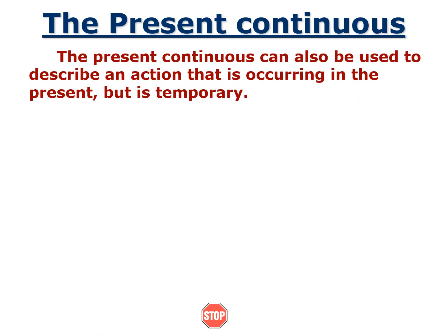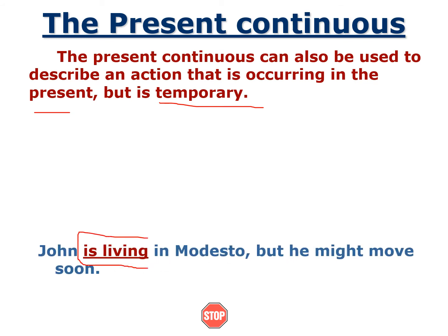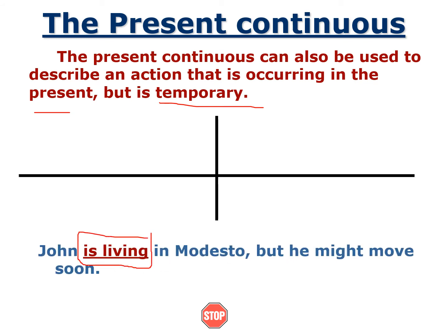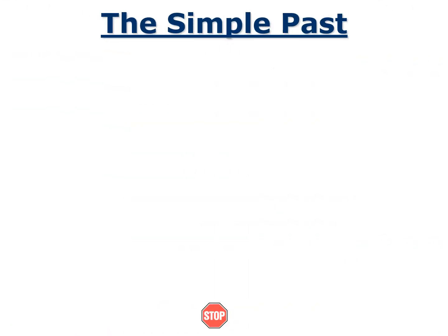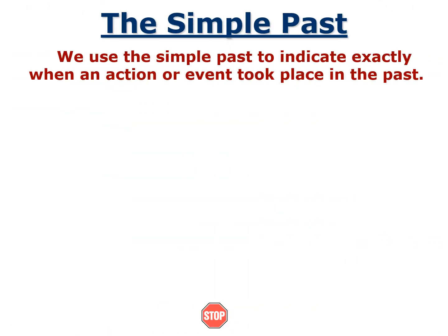The present continuous also is used to describe an action that is occurring in the present but is temporary. Okay, so for example, John is living in Modesto, but he might move soon. So the action of living is here. He's living right now in Modesto, but maybe he is moving after that. Nice. Now let's move to the simple past.